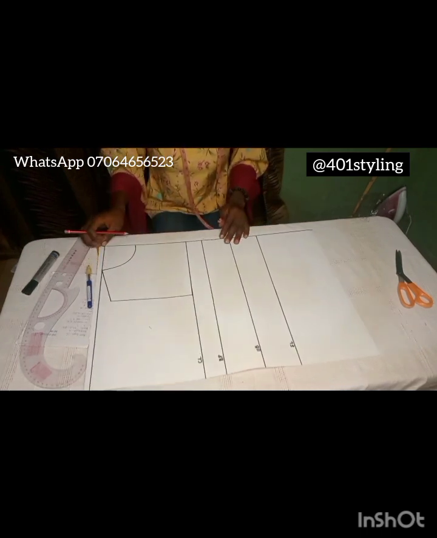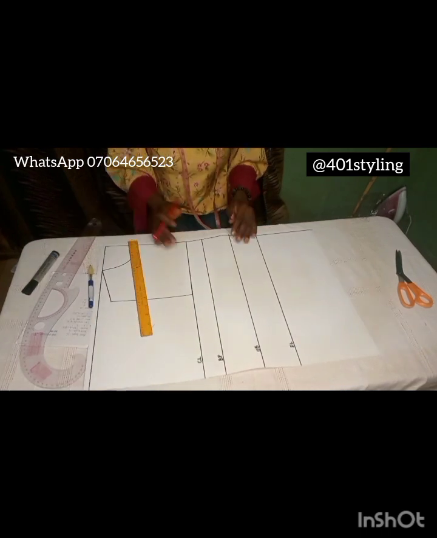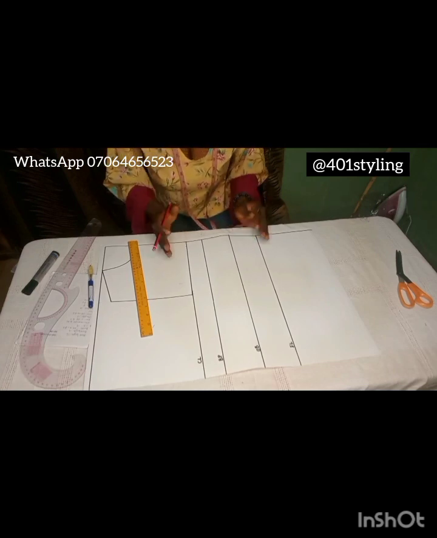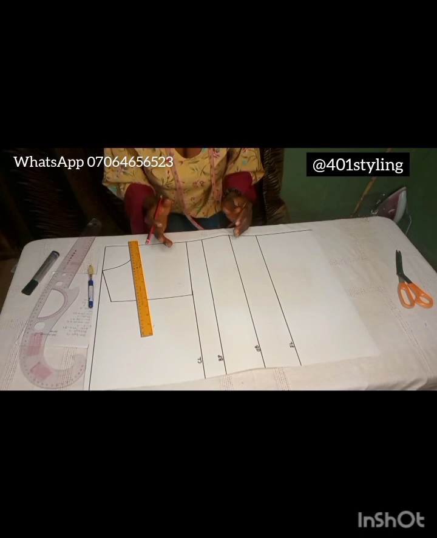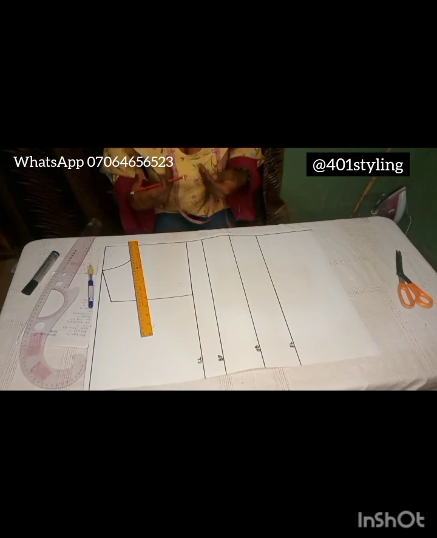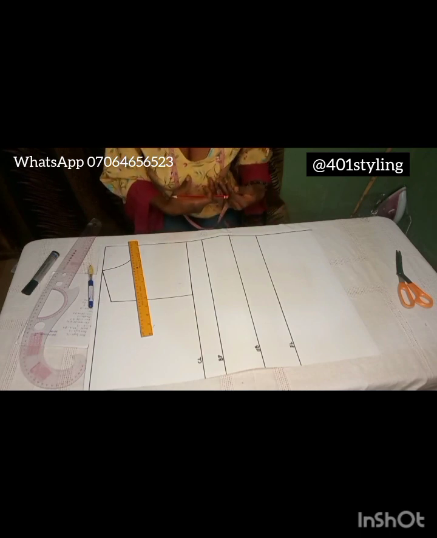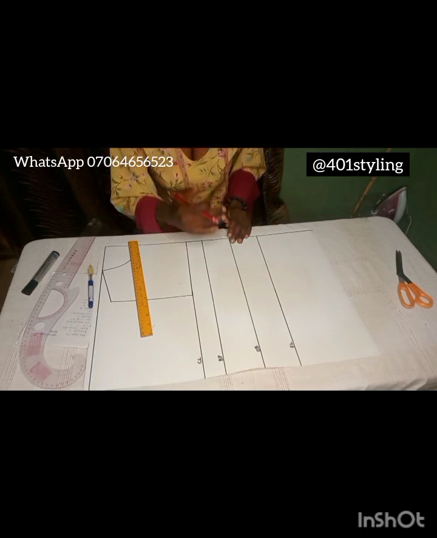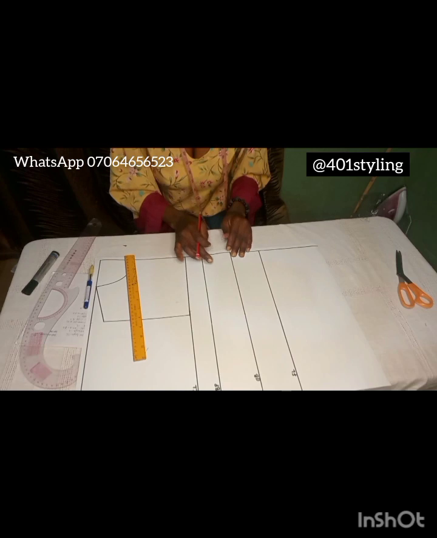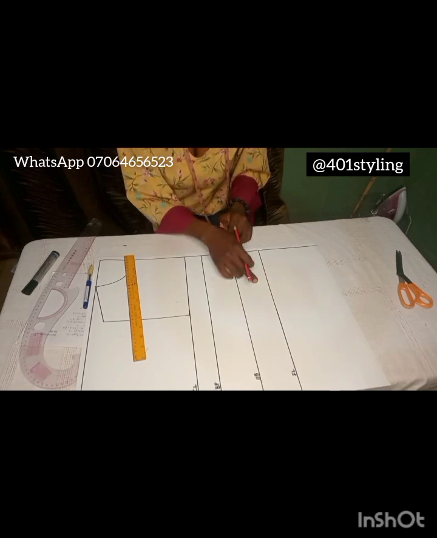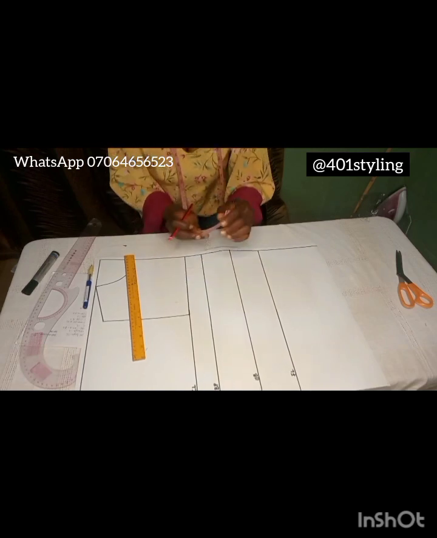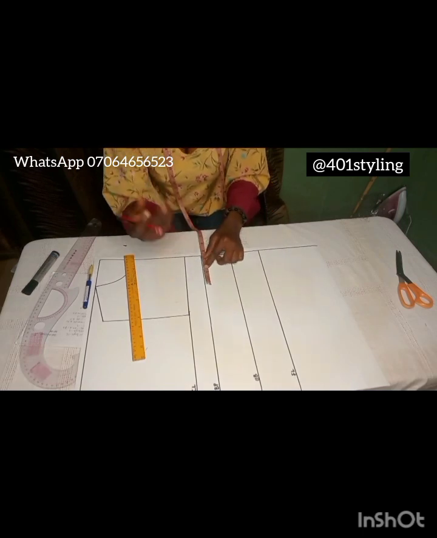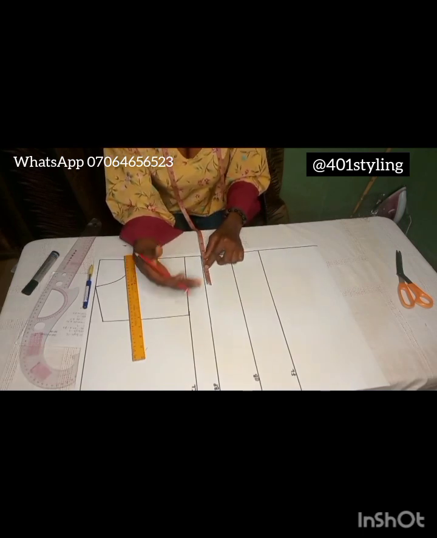Okay, dart line. So to get our dart line, we'll be making use of our bust span. Bust span simply means your nipple to nipple. That is the measurement from one nipple line to the other. That is your bust point. So that is what we'll be making use of to get our dart line. So now what you will do is your bust span divided by 2. Mine is 7. Yours can be more than that.